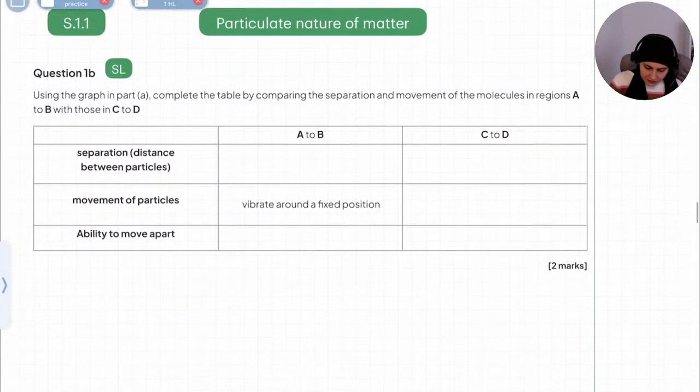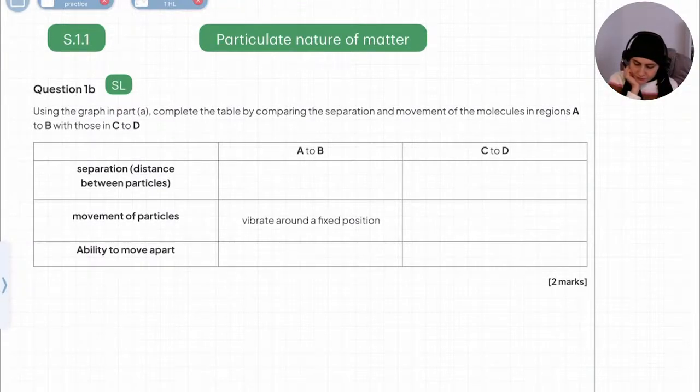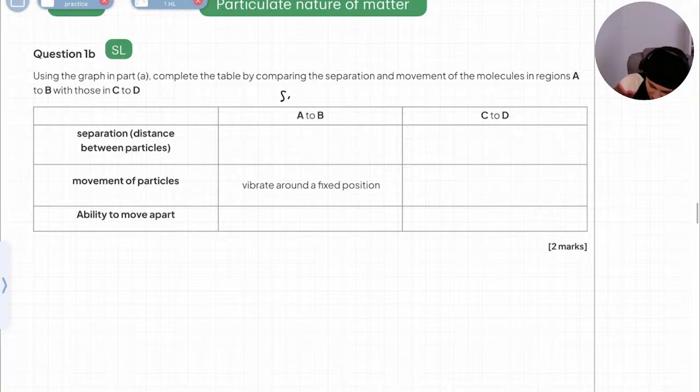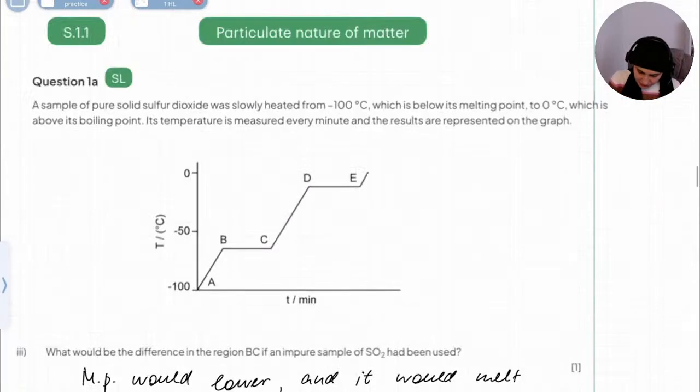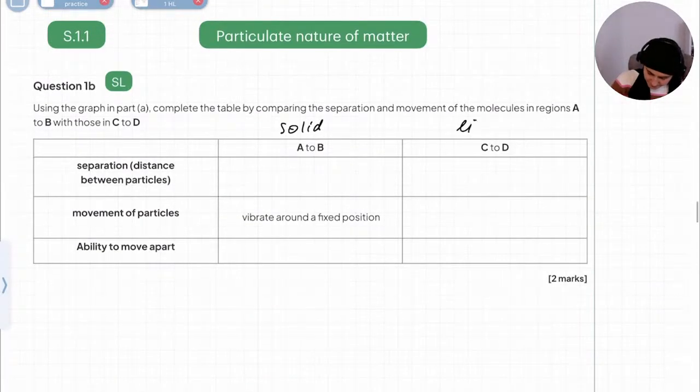Next, using the graph in part A, complete the table by comparing the separation and movement of the molecules in regions A to B and C to D. A to B was, we said, solid, right? And C to D was liquid heating. All right, so the distance between particles. Well, obviously in both solids and liquids, particles are close to each other. In liquids they have slightly more freedom of movement, right? So I would say close to each other in both.